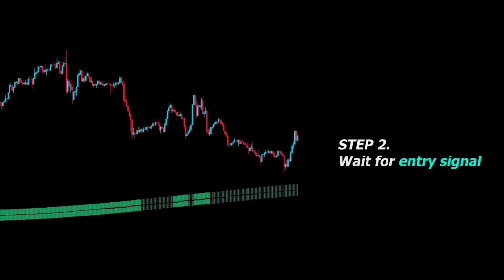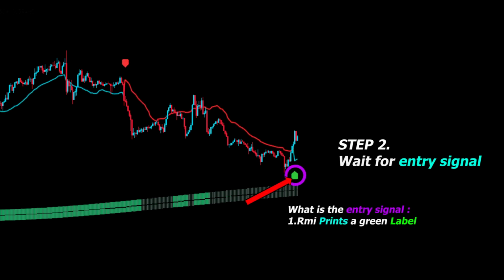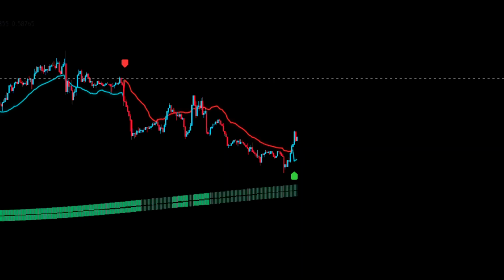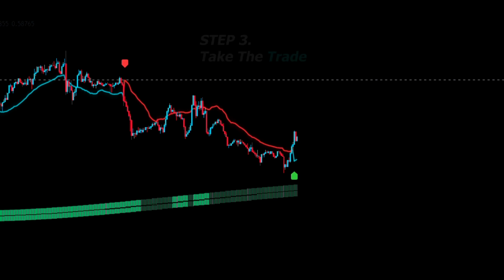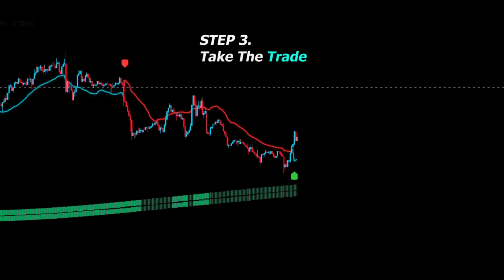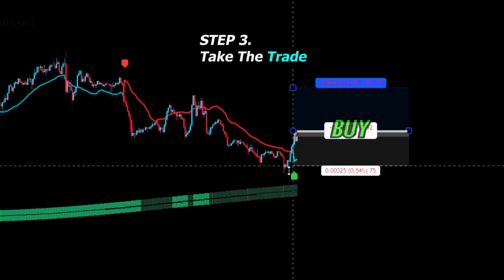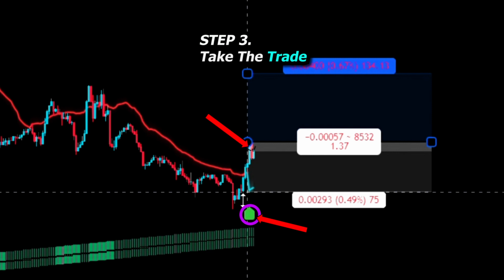The next step is waiting for our entry signal, which is the RMI Trend Sniper giving us a green label underneath price action, as well as the RMI line changing from red to blue. And once these confirmations have been met, the next step is simply just to execute. And we do this by taking an instant execution on the same candle that the buy signal was printed.